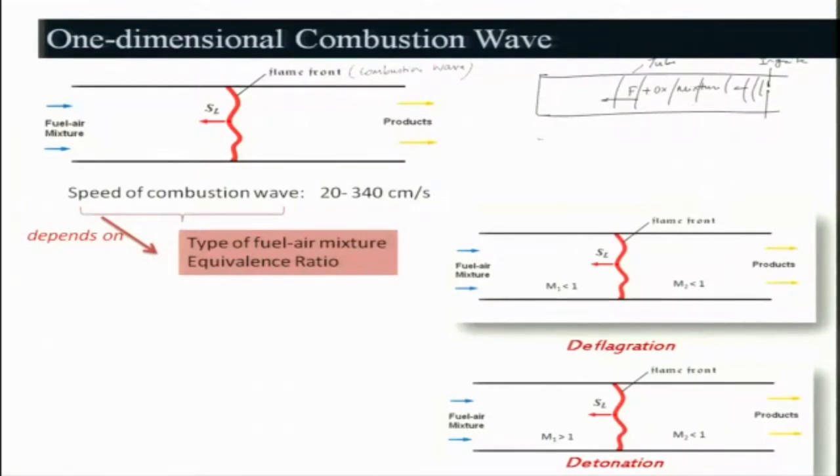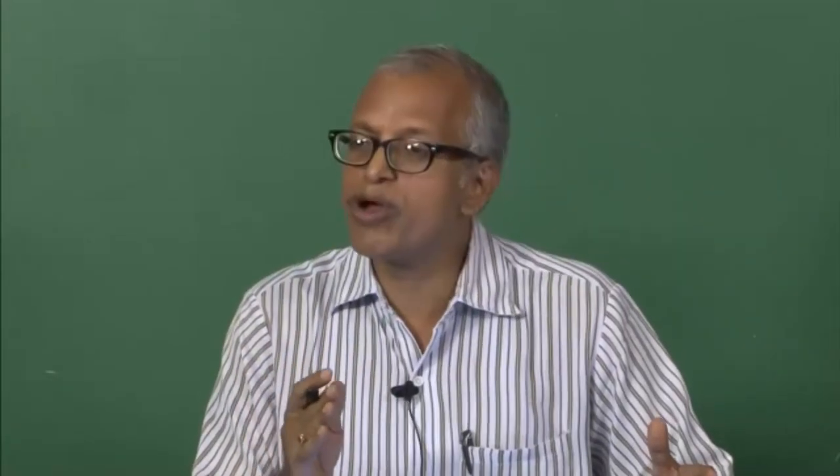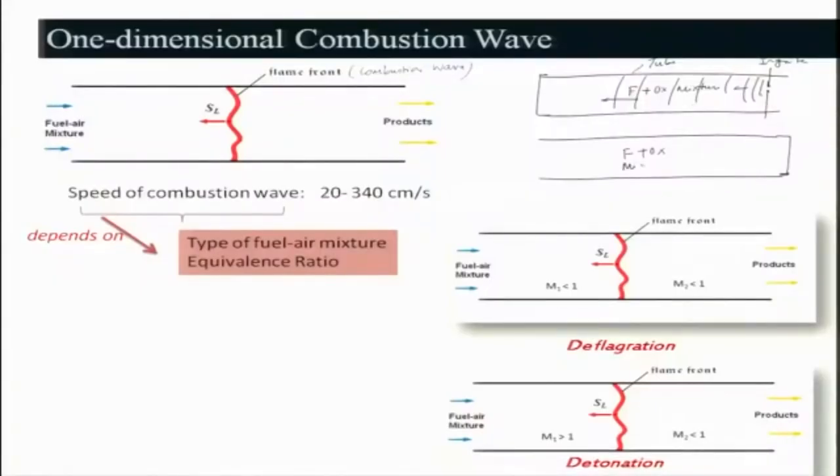However, I will do it the other way around. Let us say I will close this side, and this is fuel and oxidizer. Keep in mind that this is a stationary mixture. There is no movement of the fuel oxidizer mixture as such, it is just a stationary mixture. Then I will ignite here. This is your igniter. This tube is closed.